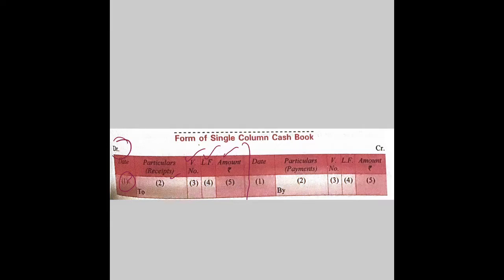We know that every account has two sides, debit side and credit side. So these 5 columns come under the debit side and 5 columns come under the credit side: date, particulars, means here payments, outflow of the cash from the business, voucher number, ledger folio and amount column. This is the credit side, the 5 columns in debit side and 5 columns in credit side. This is the format of single column cash book. Here is only one amount column, which means cash column.